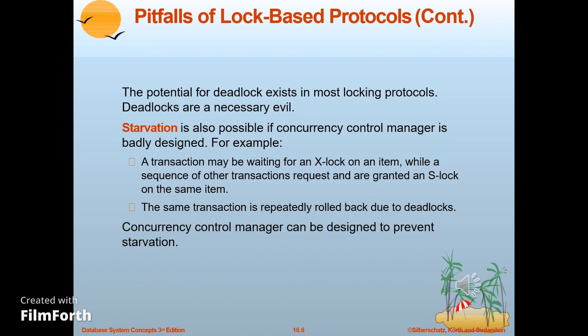Another drawback of lock-based protocols is starvation. What is starvation? If a transaction requests a lock on a data item and it is never granted, and it is waiting for a long time, mainly for an exclusive lock on a data item, this situation is called starvation. The transaction is repeatedly rolled back due to deadlocks. This starvation occurs since the concurrency control manager is badly designed. The concurrency control manager should be designed properly to prevent starvation so that all the transactions are granted the locks at some time.